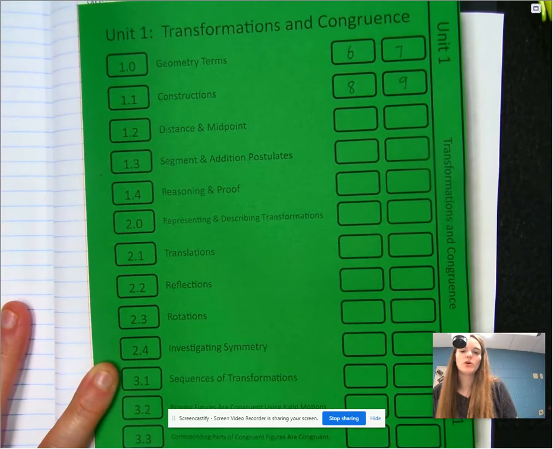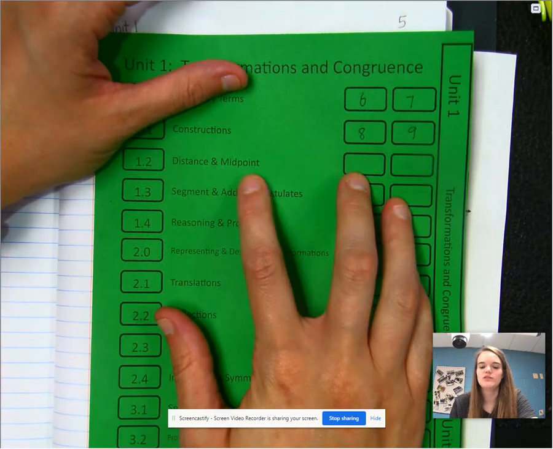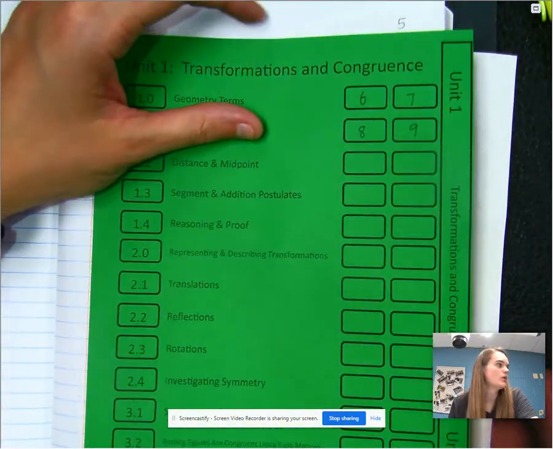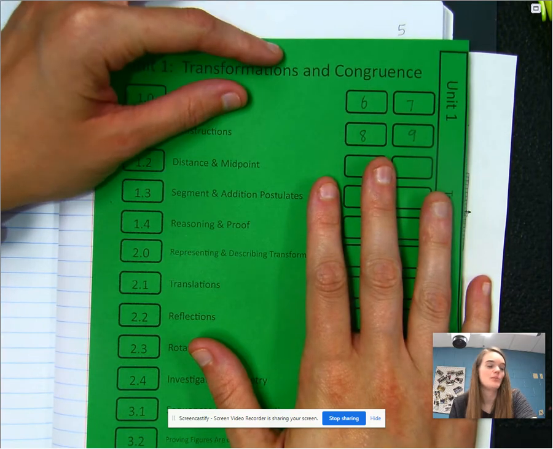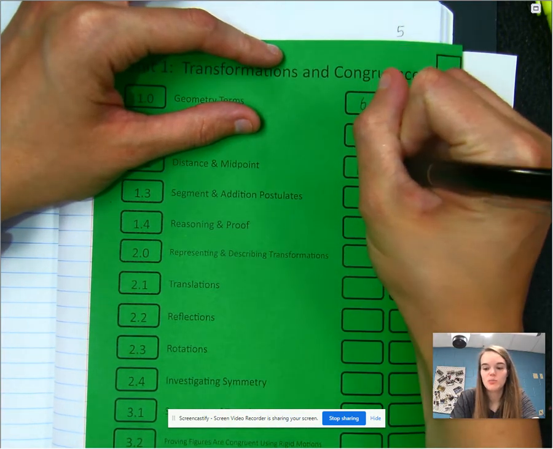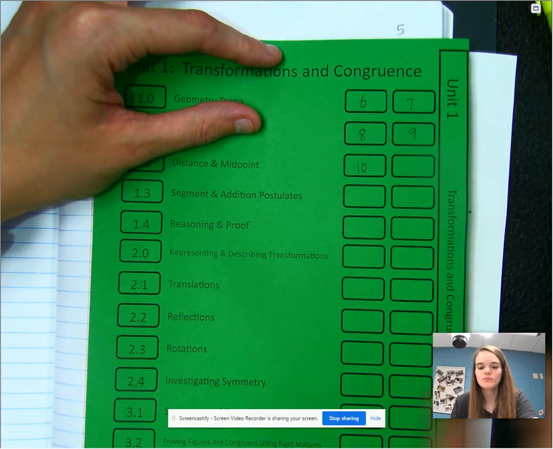Alright guys, so back to the notebook. We were talking about midpoint today. This one is labeled 1.2 distance and midpoint. This one's actually going to last a couple of days. Not days, I mean like a couple, it's more than 2 pages. We're going to start on page 10. It'll probably go 11, 12, 13, but we're not going to number that yet.